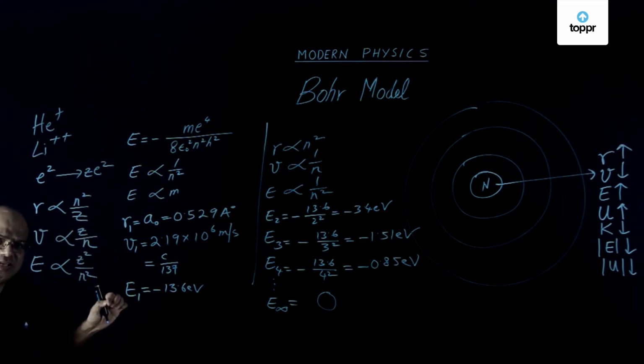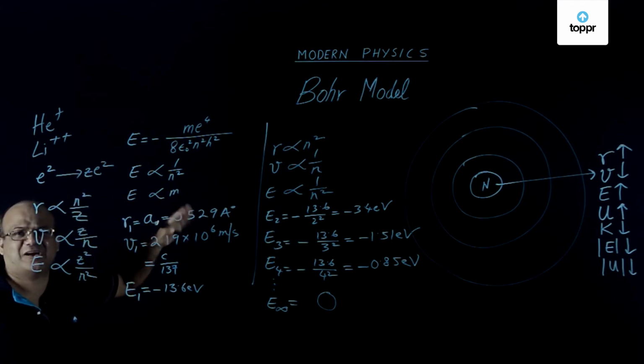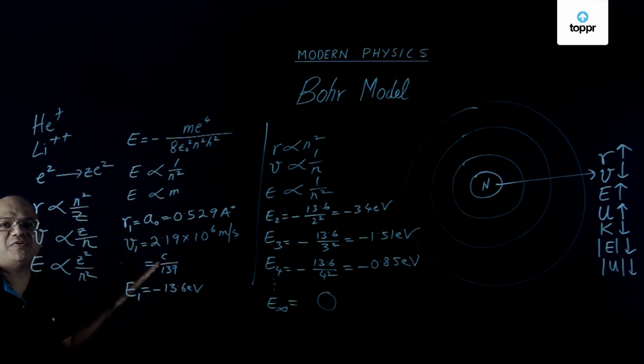For energy, everything is squared. Z is also squared, n is also squared. For radius, only n is squared, so n squared by Z. For velocity, nothing is squared. So this way, you can trick your brain to remember things for a long time. Otherwise, you memorize today, and after a few weeks, you'll ask your neighbor or look back at your notes.